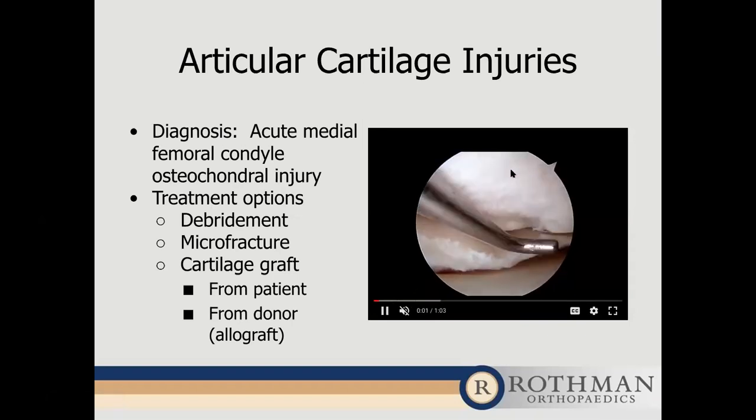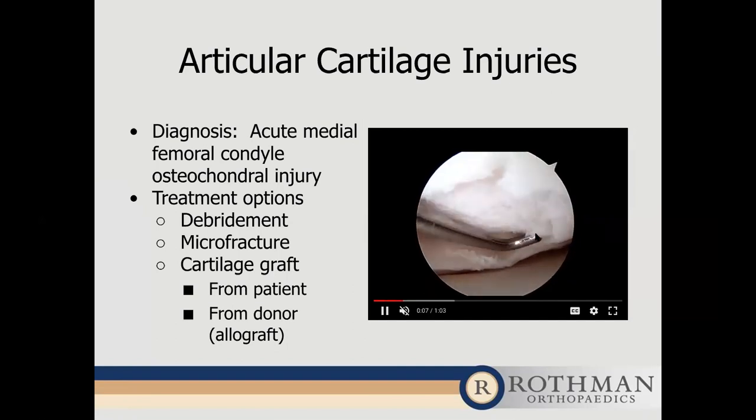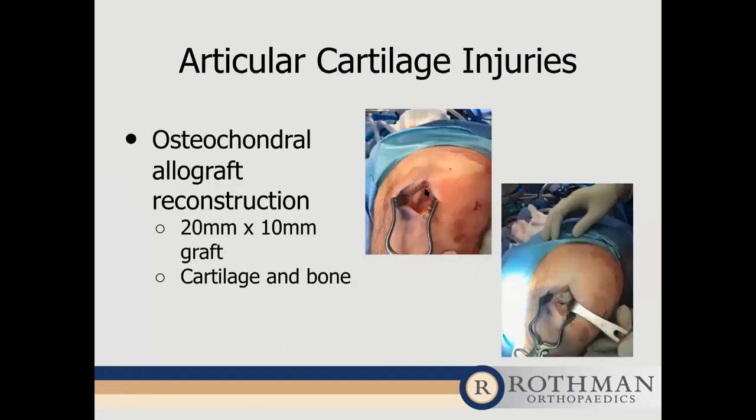And this is what the cartilage defect looks like. So you can see the defect right here. Normal cartilage is the white, shiny gliding surface. And then the pothole is right here. So what I did is we took, here's the pothole again, looking macroscopically at surgery. And we took a cartilage donor, a dowel plug of about 20 by 10 millimeter cartilage and bone graft and plugged it into the knee. And that reconstructed his knee, and he did really well with this.